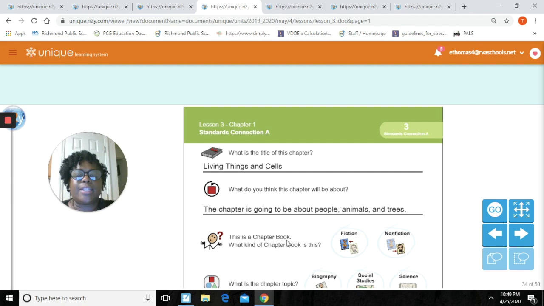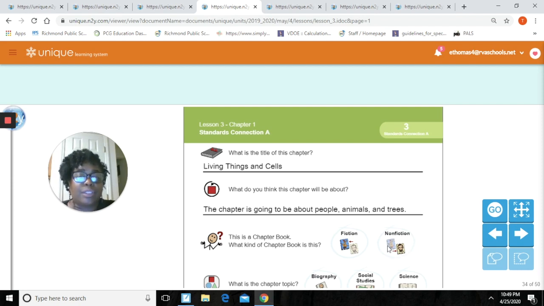It says this is a chapter book. What kind of chapter book is this? Is it a fiction book or a nonfiction book? Now, what is a fiction book? Did you say it's a made-up story? Yes, it's a made-up story. What is a nonfiction book? Did you say it's a book about facts or about a person or an event that actually happened?